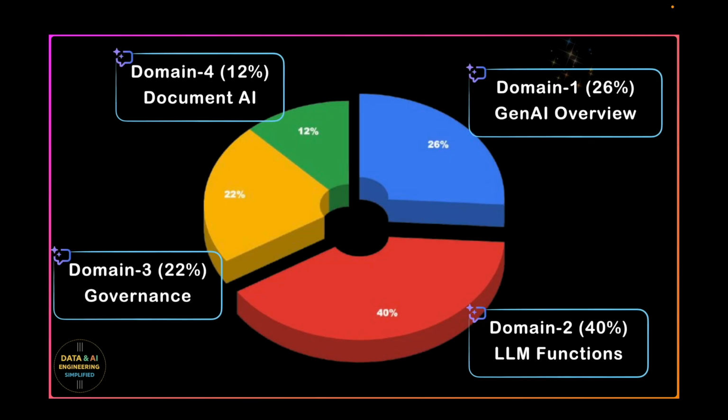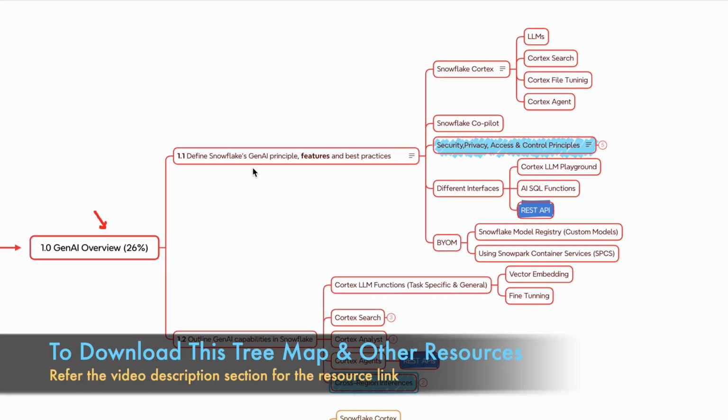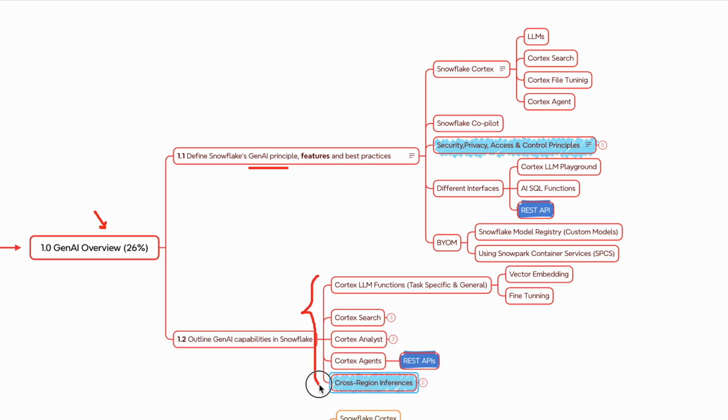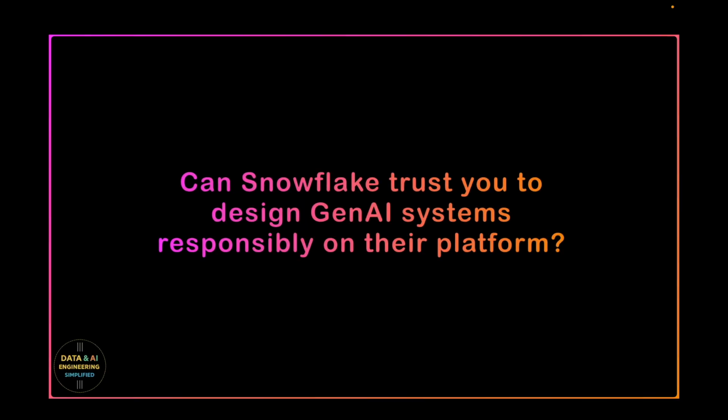Domain 1 is not about writing GenAI apps. It's about proving that you understand Snowflake's GenAI philosophy. And in the certification exam, Snowflake wants to validate: do you understand Snowflake's GenAI principles, capabilities, limitations, and trade-offs? Can you make secure, cost-aware, region-aware design decisions while building GenAI apps or a data product to solve real business problems? So think of this domain as: can Snowflake trust you to design GenAI systems responsibly on their platform?